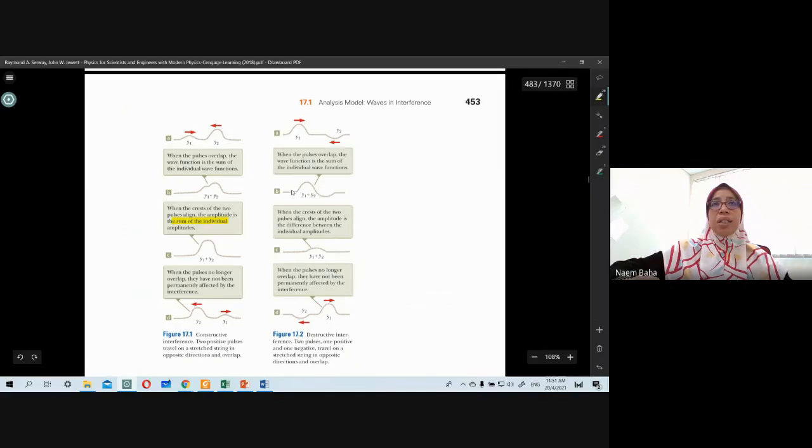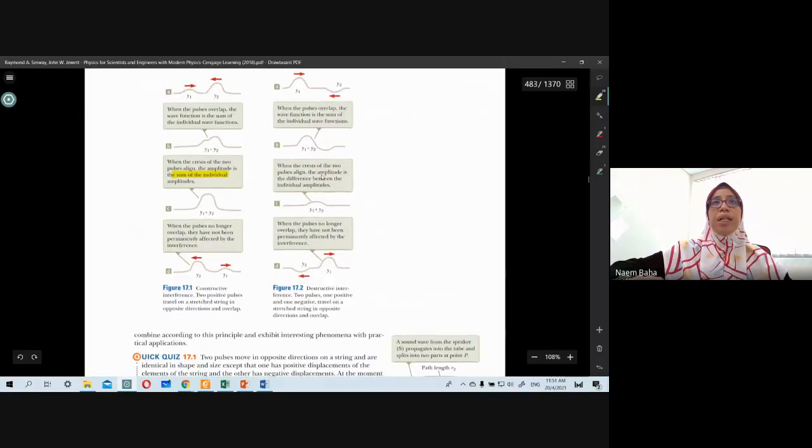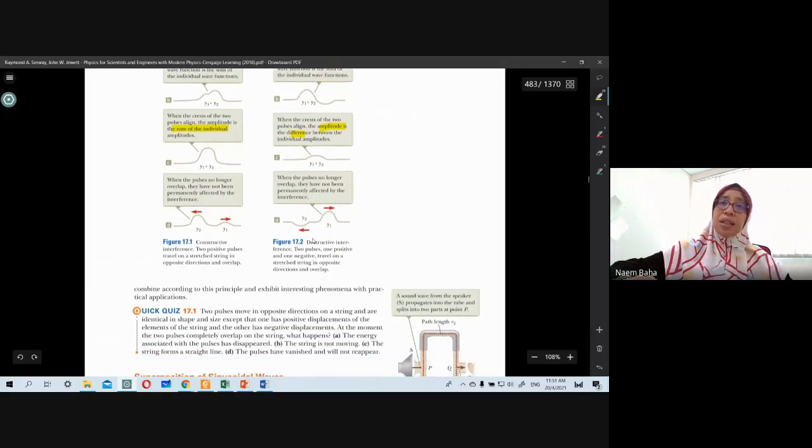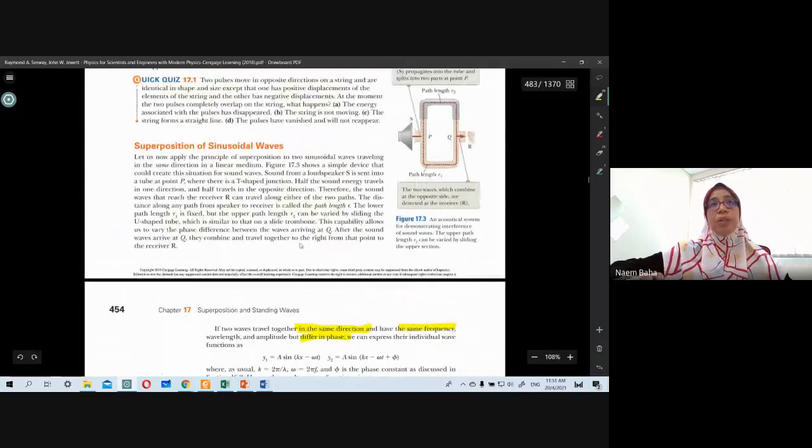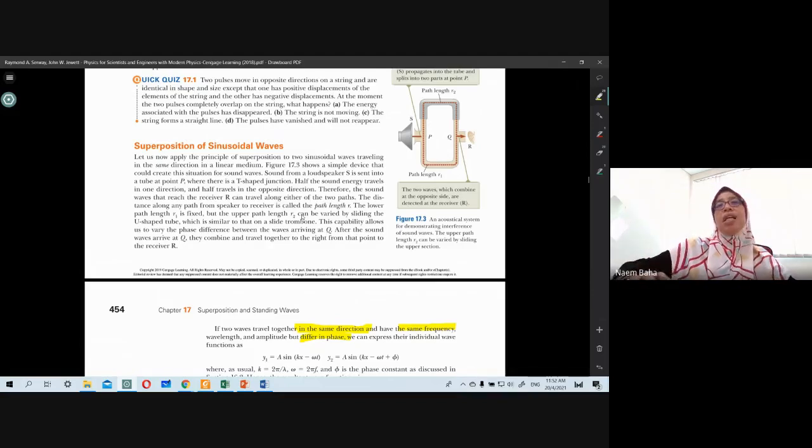When they are destructive, you find that the amplitude decreases, and that's considered destructive, as simple as that. So again, ask yourself, what is destructive? When they overlap and cancel out one another, the net resultant would be less. What is constructive? When they overlap and interfere, the resultant would be larger than the individual.